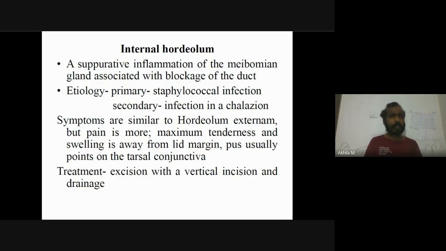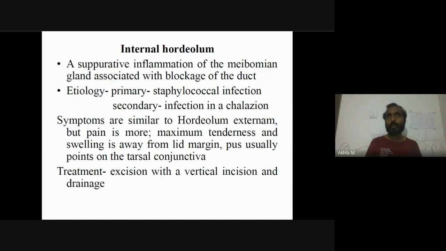So different etiological factors are there. Primarily, there is some staphylococcal infection of the meibomian gland that will cause the swelling. And secondary to a chalazion: if there is already a chalazion, a non-infective granulomatous swelling, and a secondary infection happens over the chalazion, that may also cause internal hordeolum. Signs and symptoms are similar to external hordeolum, but the pain is more in internal hordeolum than in external hordeolum.